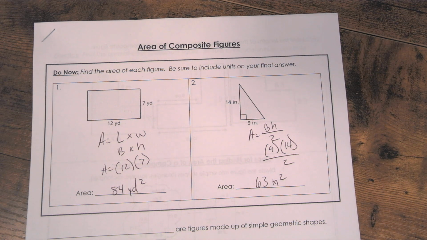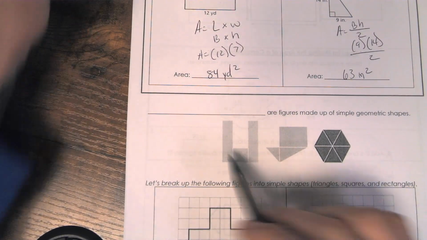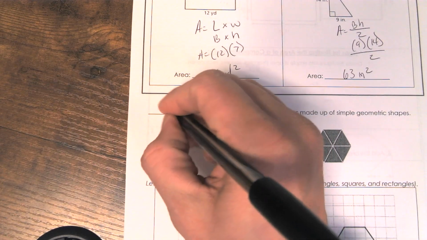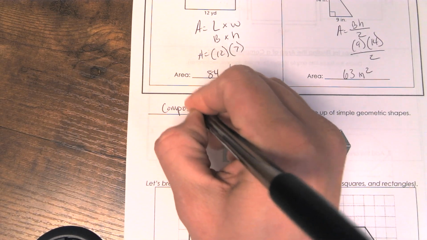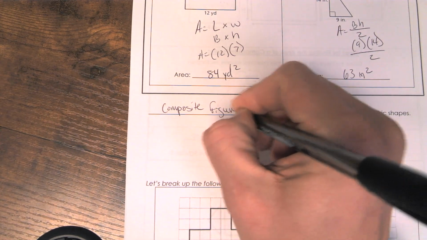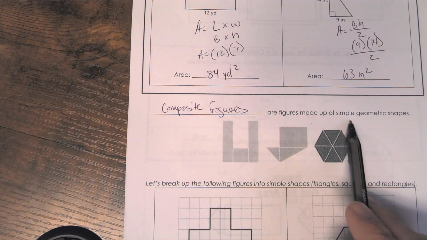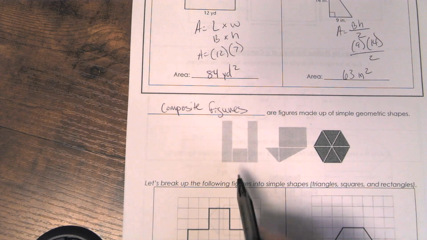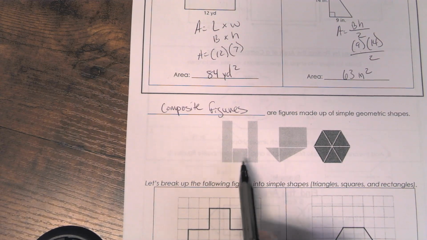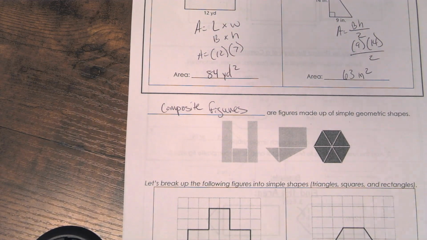All right, now we're going to start talking about composite figures. So composite figures are when you combine multiple different shapes together. So composite figures are figures made up of simple geometric shapes. So like this one here, we have a rectangle, a square, and a rectangle, and they just combined it together. It's like they're using clay or Play-Doh or whatever, and they put all these shapes together.